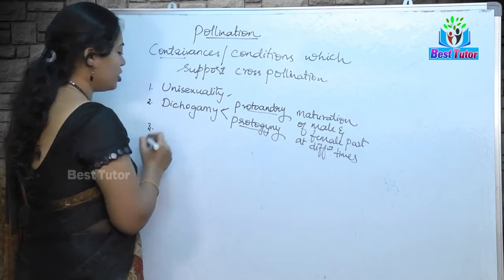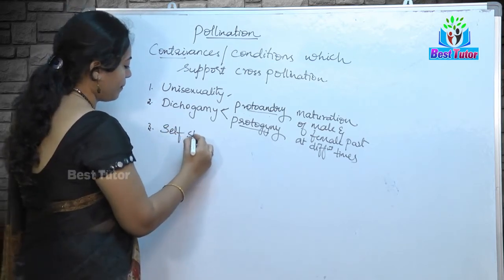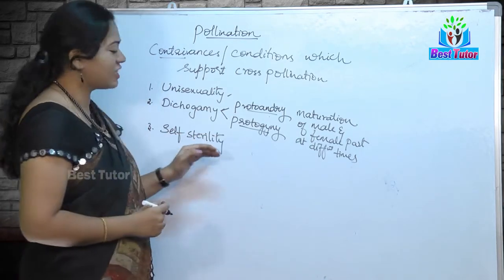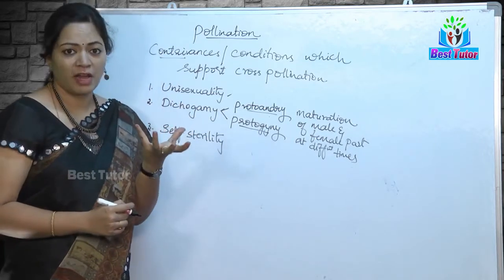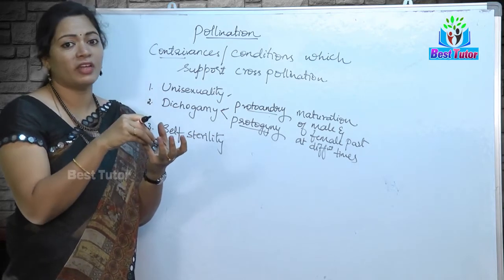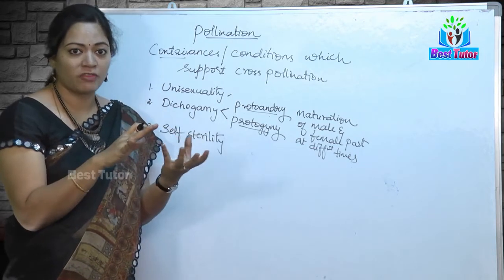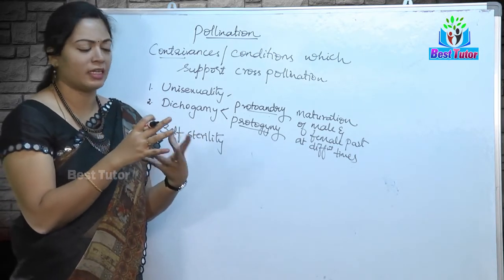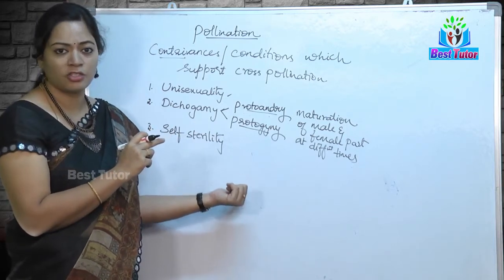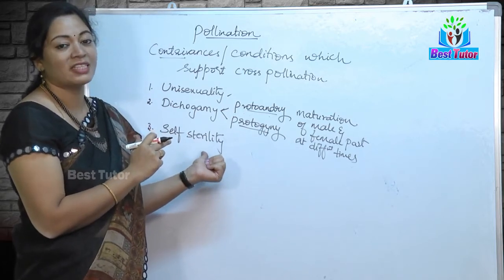Then the third condition for the cross pollination is self sterility. Now if a bisexual flower is there, whatever the pollen grains of it cannot fertilize the ovum or the egg of the same flower. It is useless for it. It gets simply decomposed, the pollen grains. In such cases, you cannot see any kind of reproduction process or fertilization taking place in the flower. Then that case we call the flower is having self sterility.